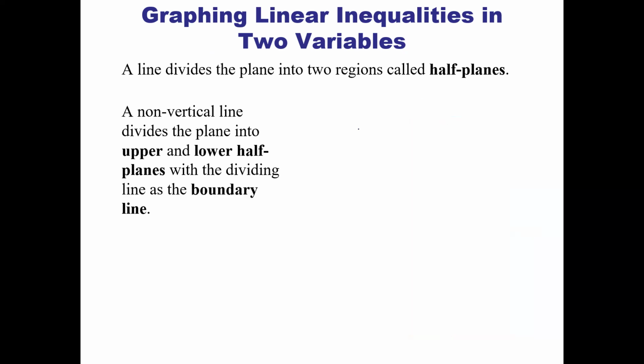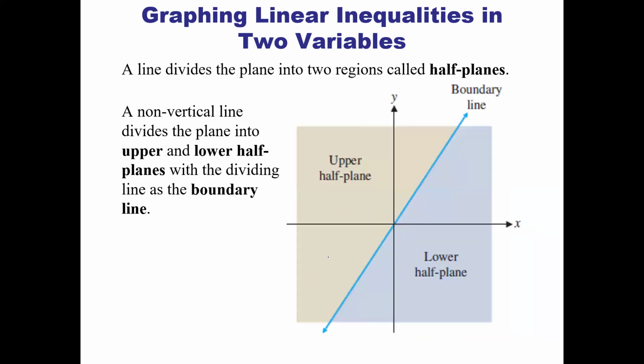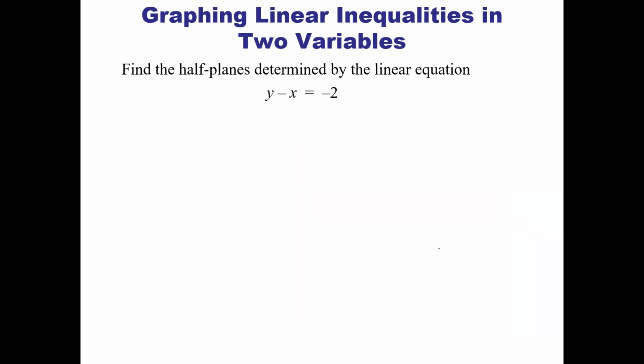Now a non-vertical line divides the plane into an upper and lower half with the dividing line as a boundary line. So sometimes you're going to have non-vertical lines, some kind of an angled line. We have an upper part up here in the upper half, and then we also have this lower half of the plane. Again, we still have the same boundary line. It's just we have an upper and a lower half.